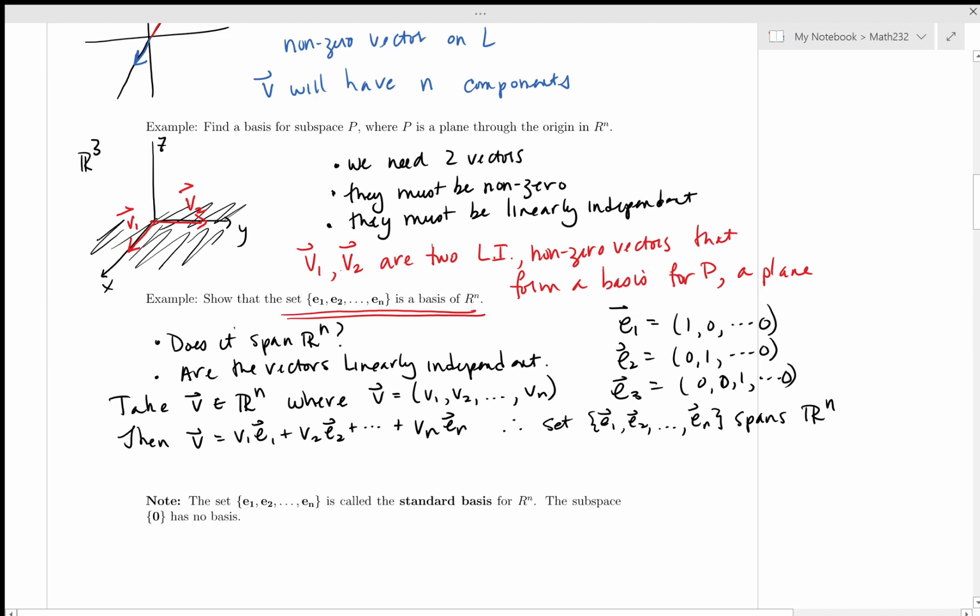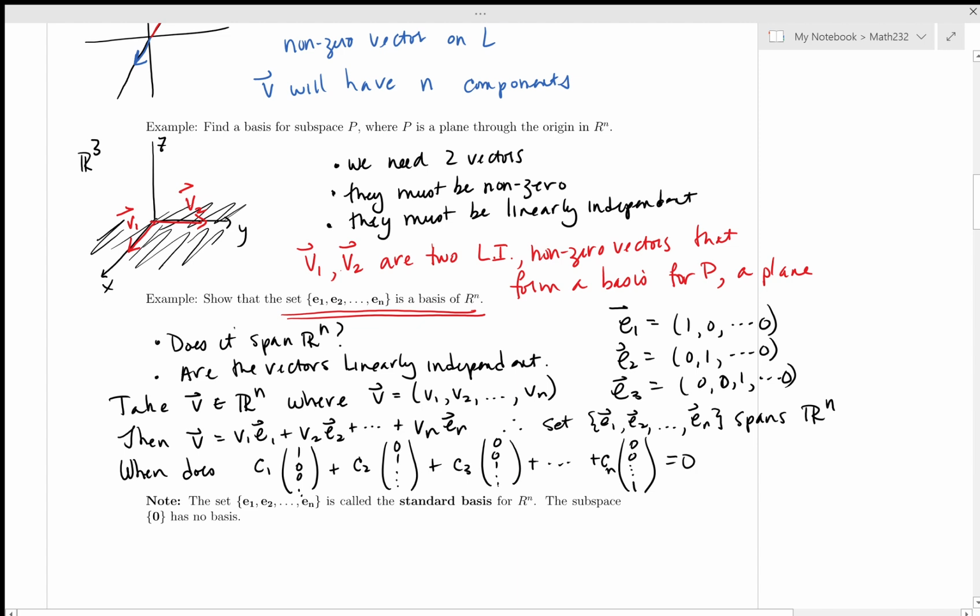Now we have to show that the vectors e1 through en are linearly independent. So I'm going to say, when does c1 times e1, plus c2 times e2, plus c3 times e3, plus dot dot dot plus cn times en equal 0?